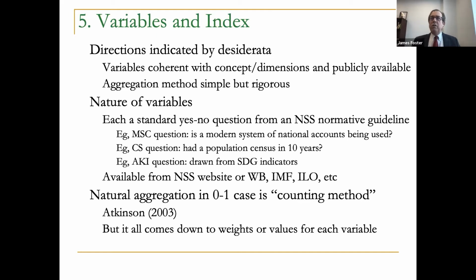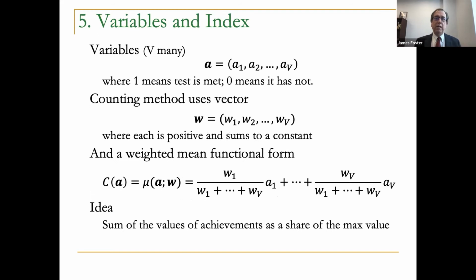A natural aggregation that's used frequently in the 0-1 case is the counting method. Atkinson describes it, but it all comes down to weights or values for each variable. So let's talk about that a second. Here are the variables. Let's say we have V many achievements, in the 0-1 case, where 1 means the test is met, 0 means not.